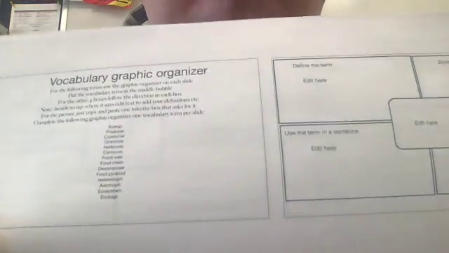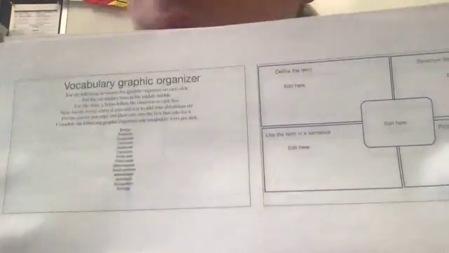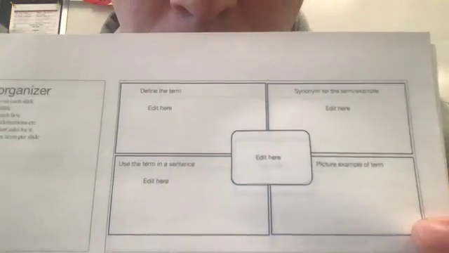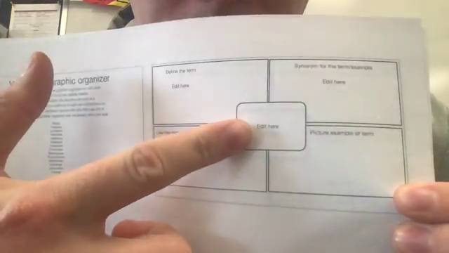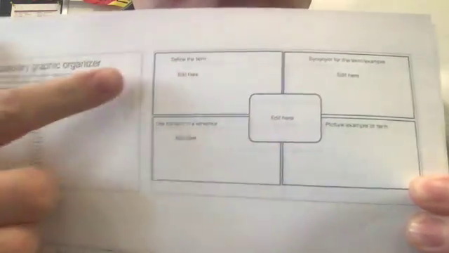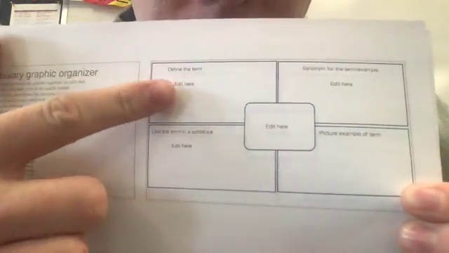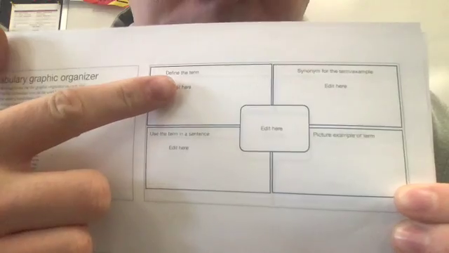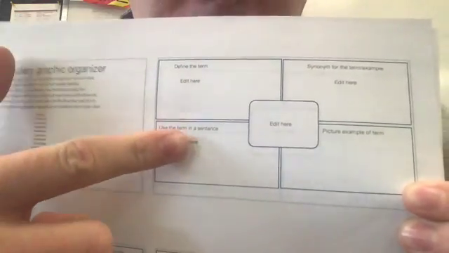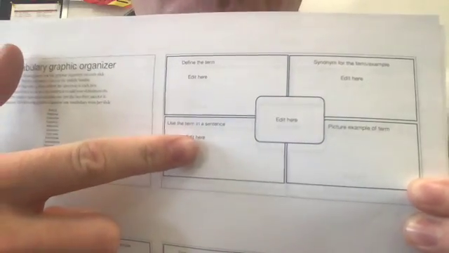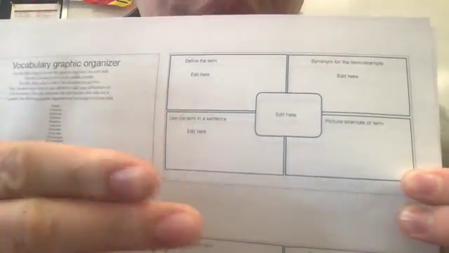Now, obviously, this might not be your class. All my classes are going to have a different list, but this is what the graphic organizer is going to look like. In the middle here, you're going to put the vocabulary word. Then you're going to tap here, and you're going to look up the definition for that word. Then in this box, you're going to tap here and use that word in a sentence showing me you understand what it means.